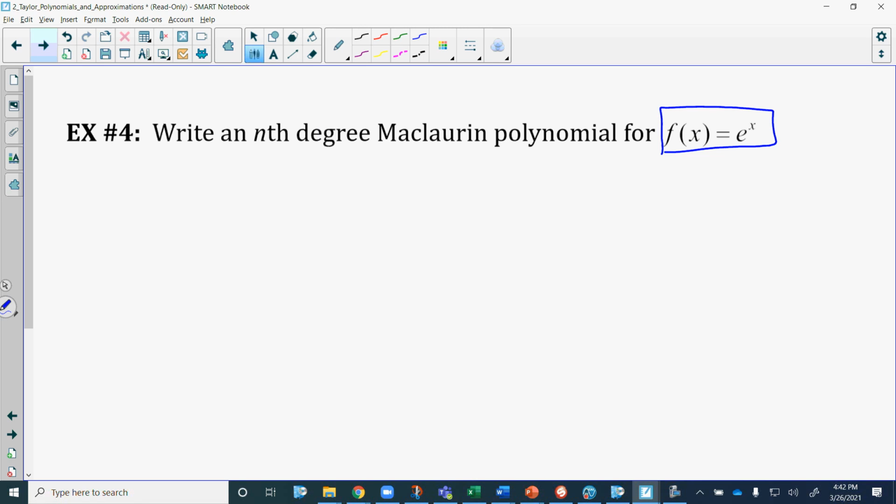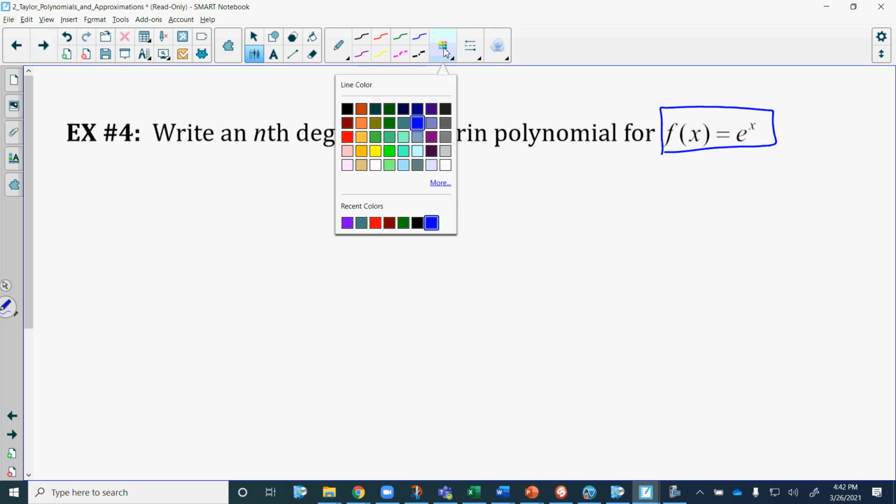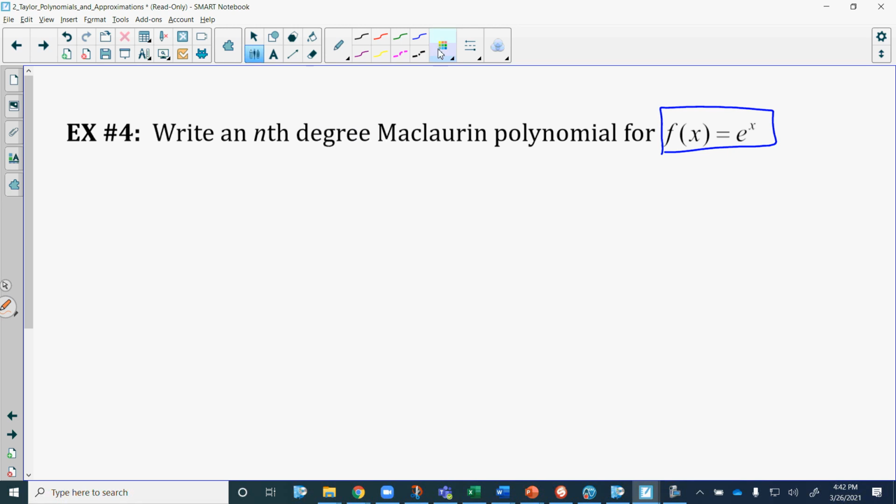So again, I encourage you to pause the video and see if you can work this one out and see what you end up with. But let's go ahead and start working it out. Same approach. f of x is going to be e to the x. f prime of x, the derivative of e to the x, is e to the x. The derivative of that, again, e to the x. So I think you can see how this one's going to start playing out: e to the x.